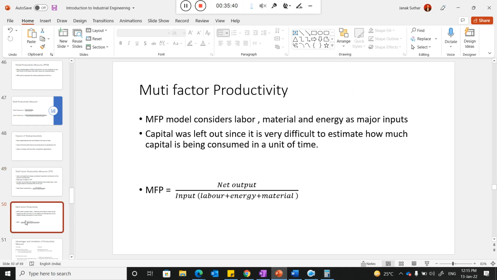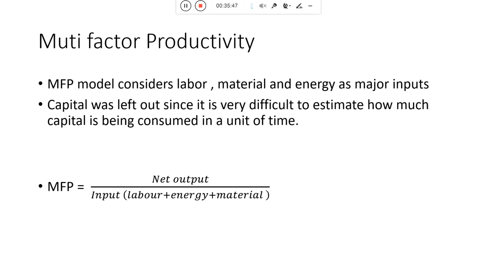The next point is multi-factor productivity. So what is multi-factor productivity? This model considers three things: labor, material, and energy as input. Capital was left out since it is very difficult to estimate how much capital is consumed in a unit of time. That particular thing is not easy to calculate in any industry.